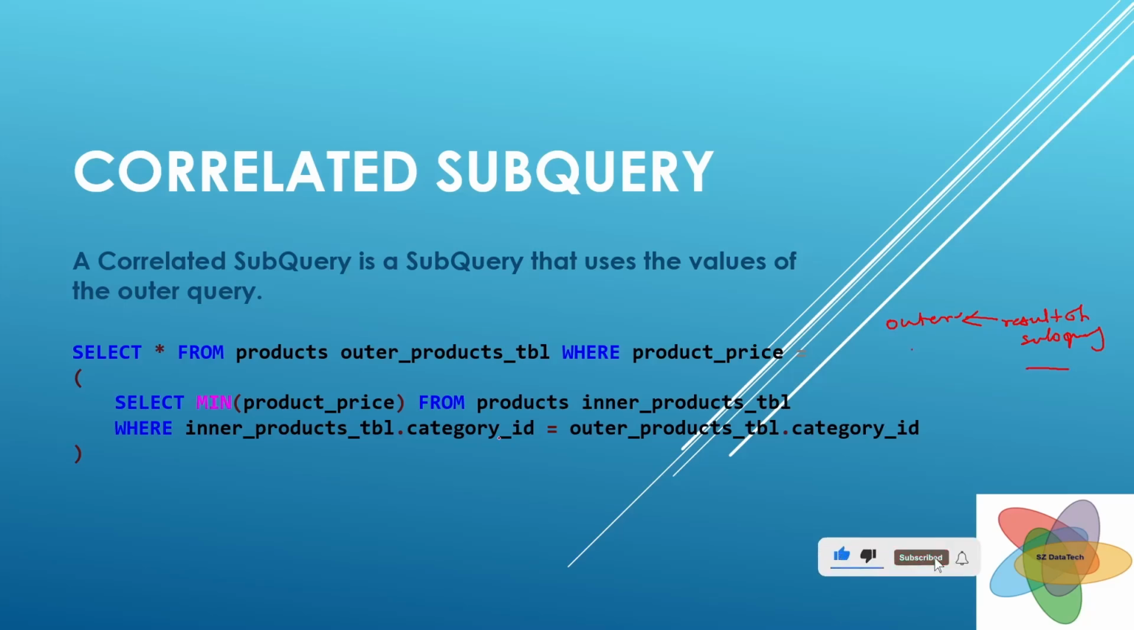Now, one more concept is here. Suppose for this outer query, select star from products where product price equal to, and it is providing this condition. If this outer query is providing 5 rows, then for each row it will execute this subquery. For each row it will execute this subquery, and that's the reason we also call this subquery a repeating subquery. So we have seen correlated subquery, and the subquery which we discussed earlier is called an uncorrelated or normal subquery.